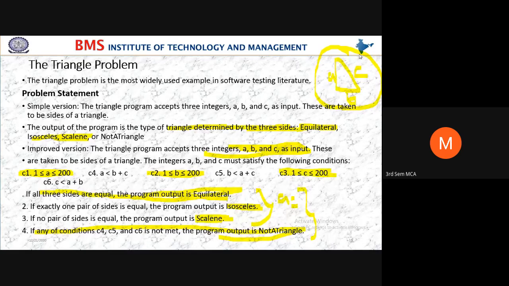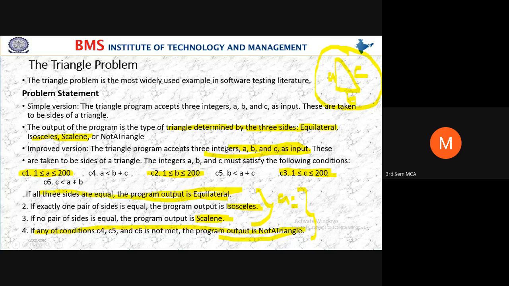So we have to find that if all three sides are equal, then it is equilateral. If two sides are equal, then it is isosceles. If none of the sides are equal, then it is scalene. If it has only two sides, then it is not a triangle. If it has four sides, then it is not a triangle. So this you have to explain.